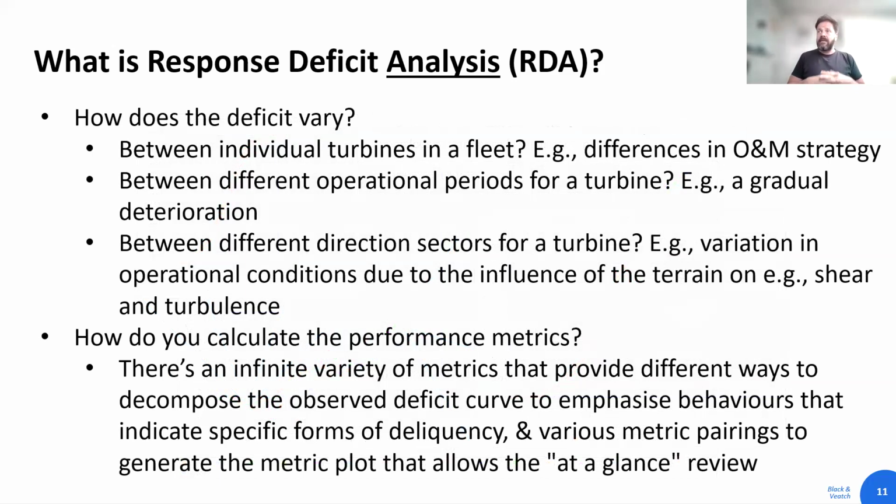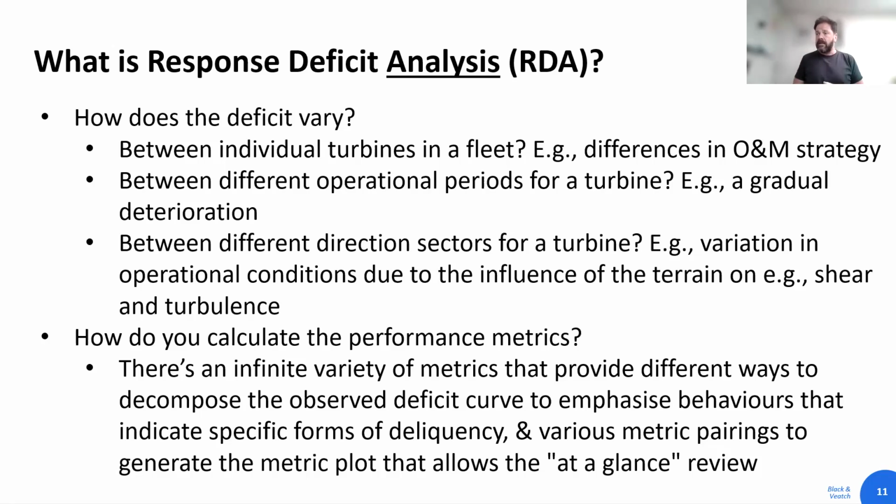And as I say, the deficit will vary between individual turbines in a fleet. So you can use this technique to look at maybe the impact of differences in O&M strategy across a fleet, or between different operational periods of time for an individual turbine. So you can track variation and deterioration over time for that turbine, or between different direction sectors for a turbine. As I've mentioned, you can look at the way the terrain influences the wind conditions at the turbine and how that varies with wind direction.